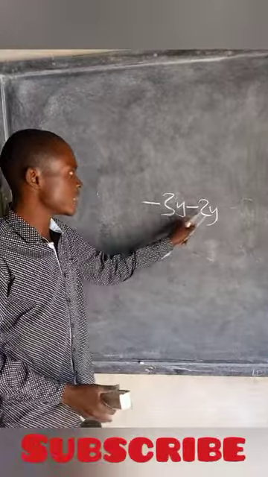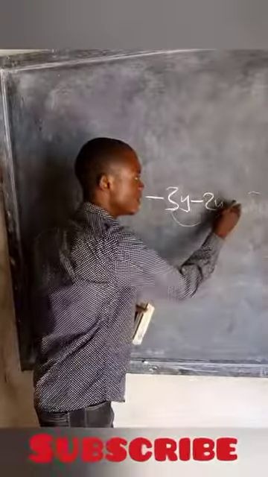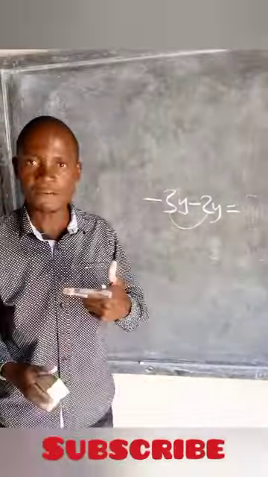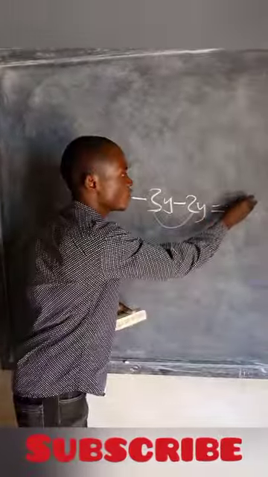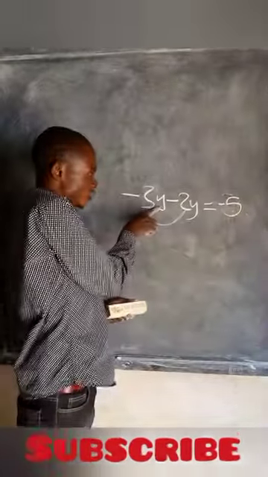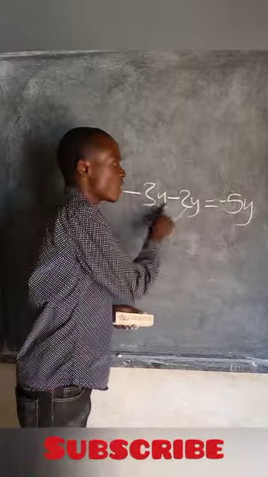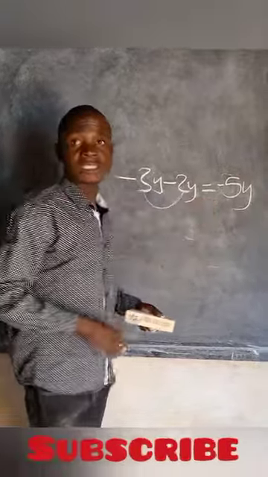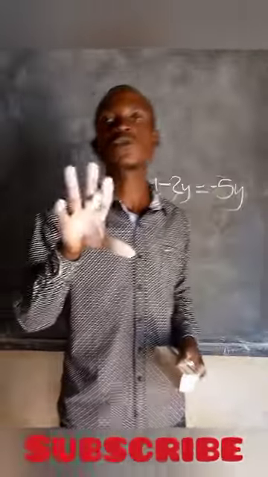So you add 3 plus 2, you get 5 and maintain the sign. So we are going to get -5. Then you include a y. Don't write y. Just include the y. And this is the lesson that we are going to have.